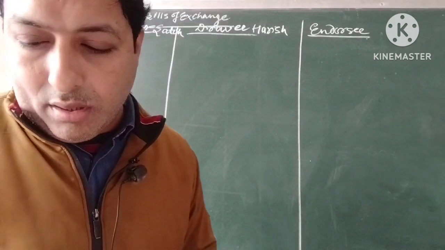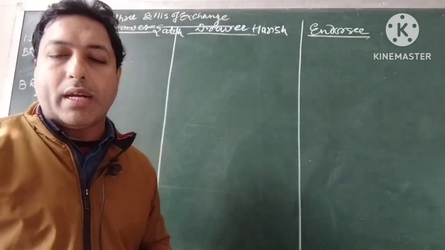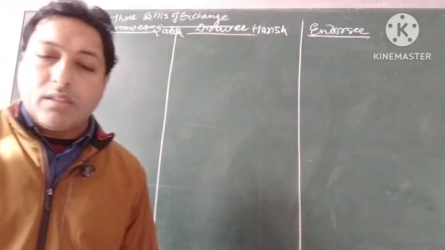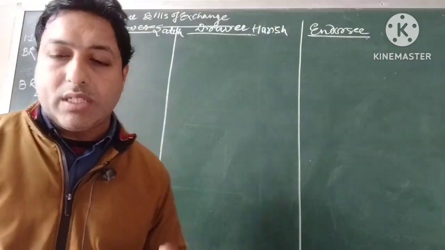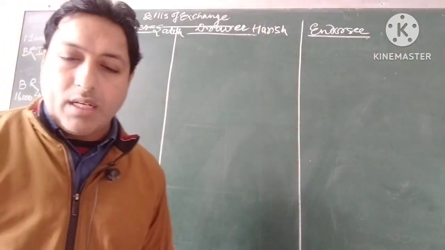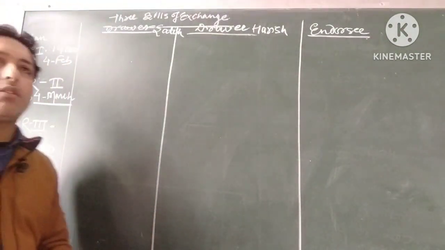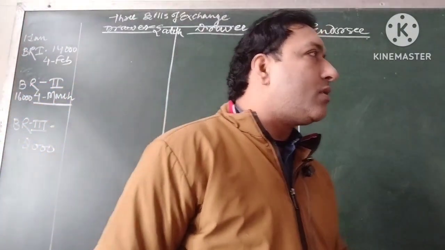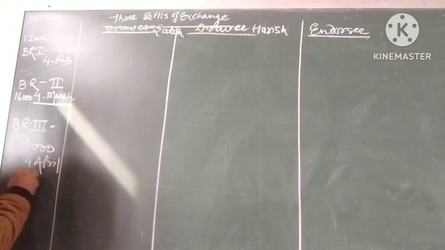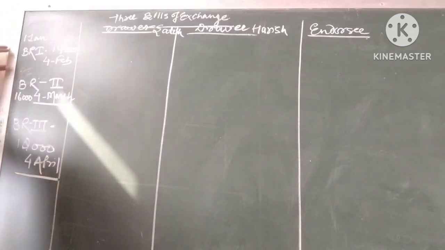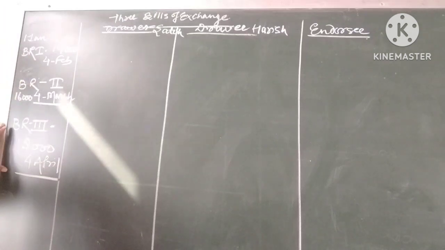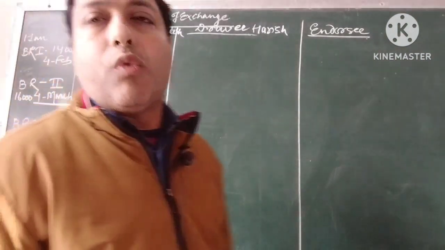Third bill. What is the third bill? The third bill is for 18,000. The bill amount is 18,000 for 3 months. So 3 months means 1st Jan to 1st Feb, 1st Feb to 1st March, 1st March to 1st April. It means 4th April is the maturity date of the third. The maturity date of the first bill is 4th Feb, the second bill is 4th March, and the third bill for 3 months is 4th April.